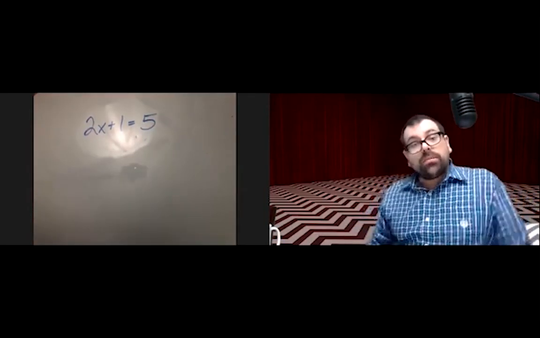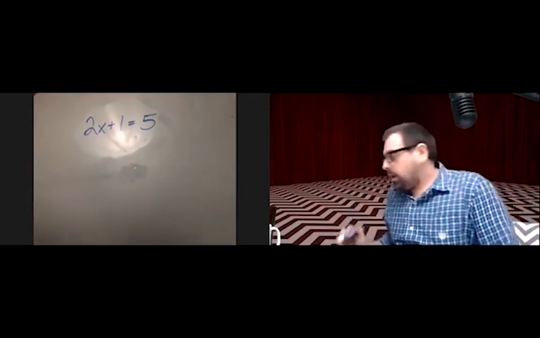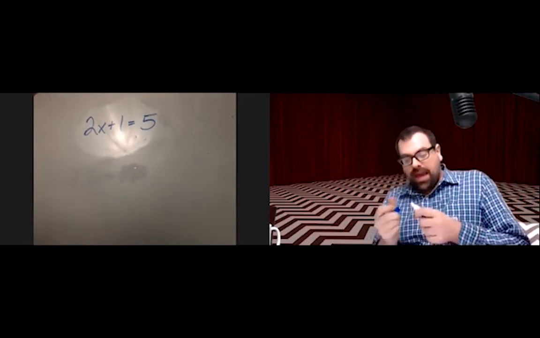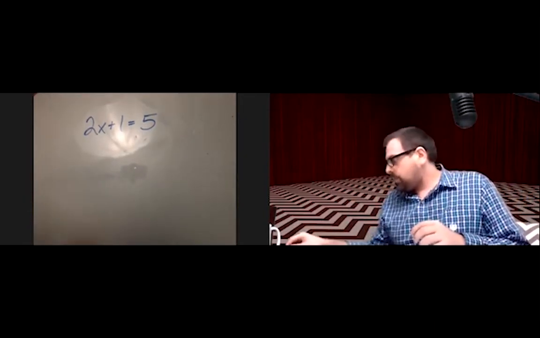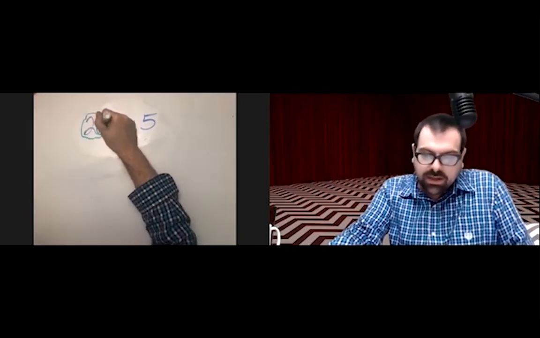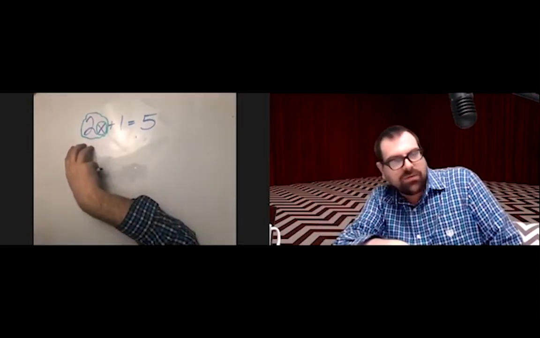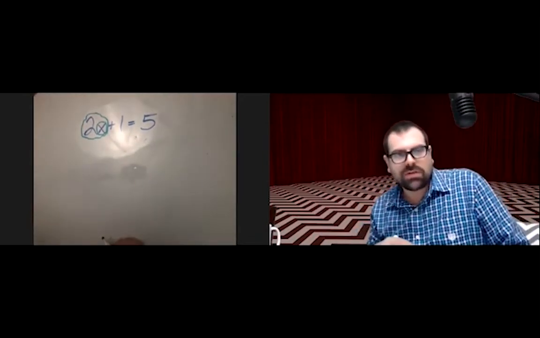2x plus 1 equals 5. Here, there's more than one thing happening. We need to do it in a very specific order. This x that we need to get by itself is currently locked right here into 2x. So we need to get the 2x by itself. We need to do our adding and subtracting before we do that multiplying or dividing.